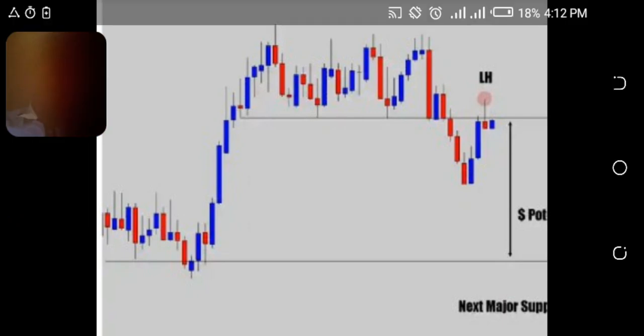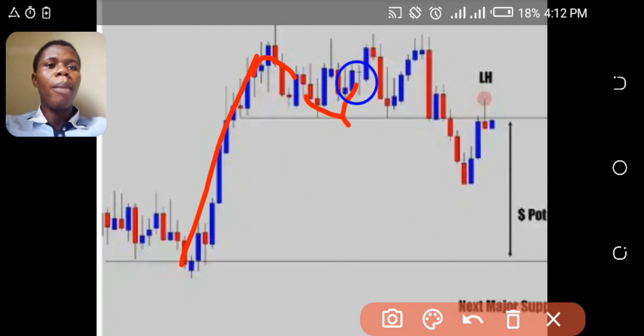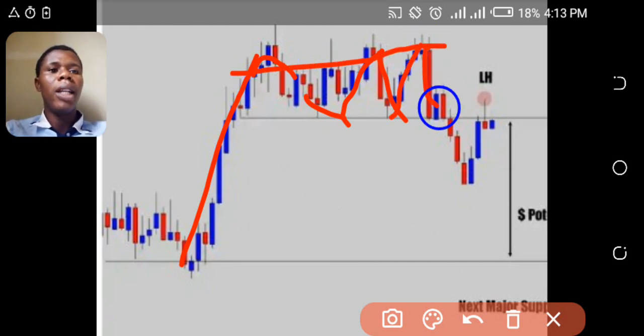Now let's confirm this. This market was actually bullish. It went up, gave us the first resistance, came back down, went back up, another resistance, it came back down and went back up again. Now we got the three confirmation, and then we got a break. Don't forget, this is our neckline.